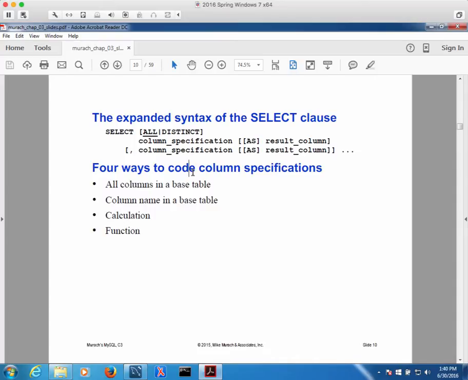These column specifications are either the name of a column or some kind of expression that can be turned into a column. And of course, we saw one where we did an addition and we created a column like that. So we can ask for all columns in a base table. A base table is the table that you're basing the query on. A column name in a base table, a calculation, or we can use a function. Now we haven't seen a function yet. We'll get to that. They're pretty powerful and you're going to like them.